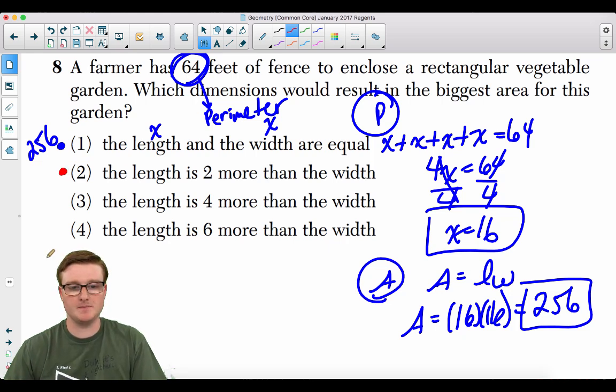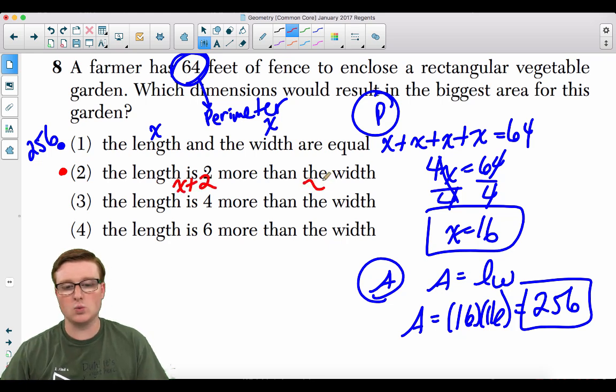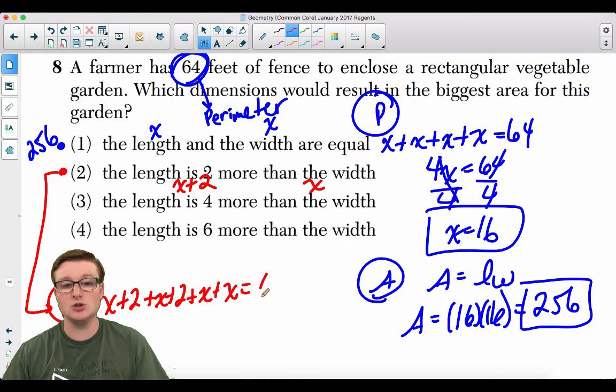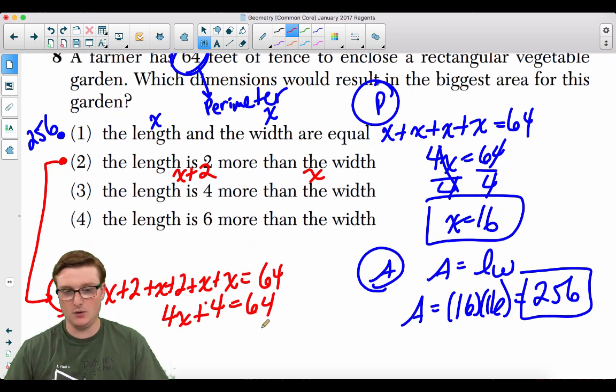Let's try number 2. The length is 2 more than the width. So therefore, your length is x plus 2, and your width is just x. So let's try to find the perimeter. Well, the perimeter is x plus 2 plus x plus 2 plus x plus x is equal to 64 feet of fencing. x plus x plus x plus x, that's 4x, plus 2 plus 2, which is 4, is equal to 64.